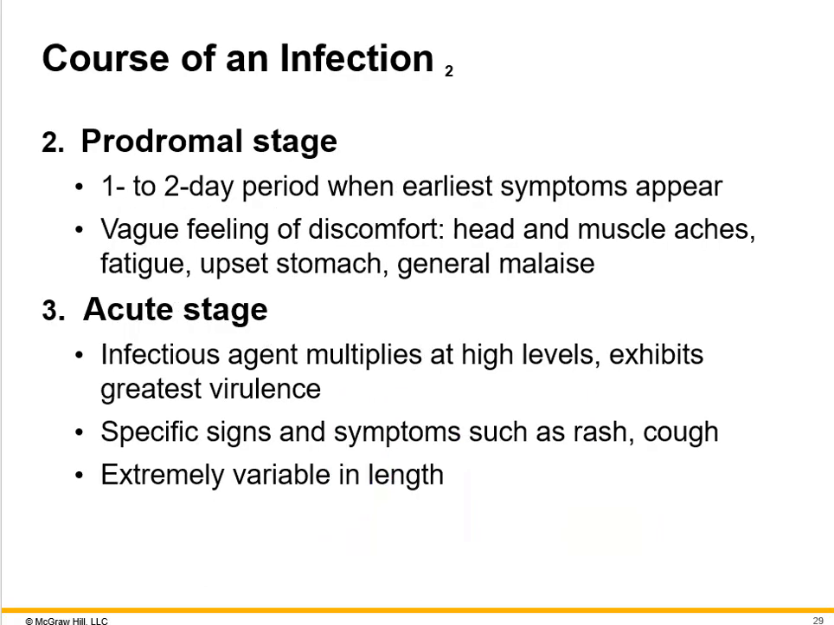Now, from there, we move on to the prodromal stage. It's during the prodromal phase that you start to feel the symptoms. It says a 1 to 2 day period when the earliest symptoms appear: a vague feeling of discomfort, head and muscle aches, fatigue, upset stomach, and general malaise. I love that term, malaise, right? I'm sure we've all felt this at some point where you just have this notion that you don't feel good. You can't quite pinpoint what it is, but you know you just don't feel well. And that's general malaise.